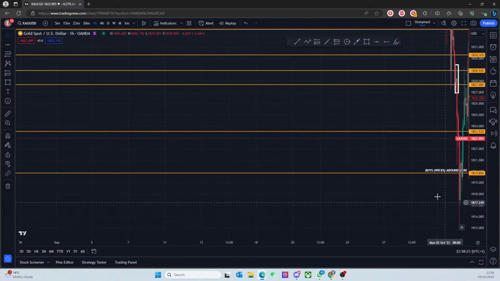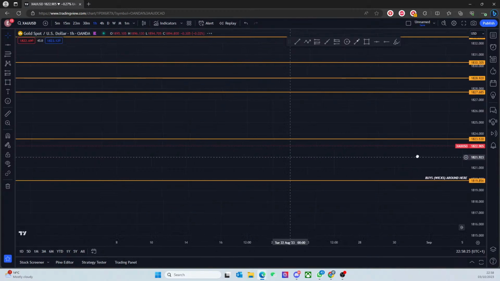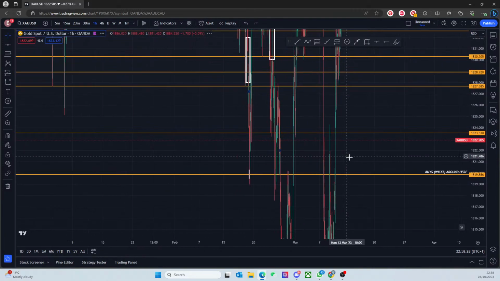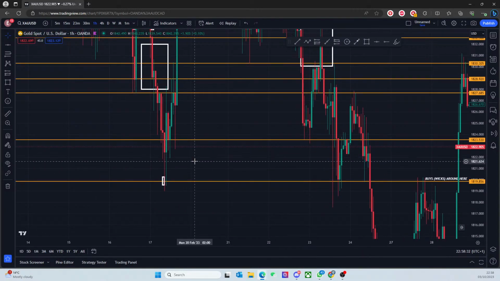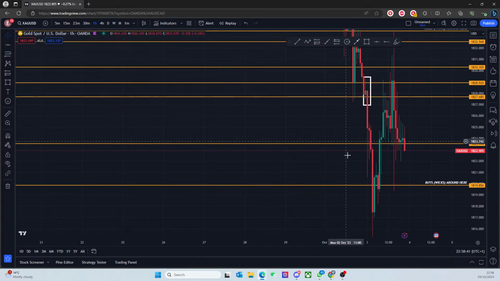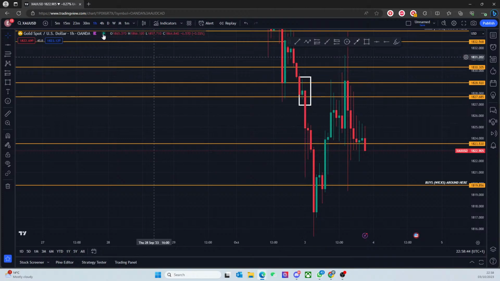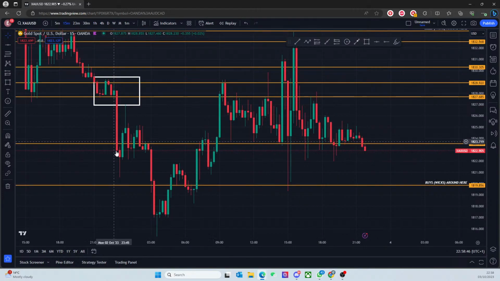1821. What does it look like? Let's have a look. 1821. Yeah, around these sorts of areas, right? 1821.8. If you took these, for that initial quick rejection up, you would have made pips. You would have been in a little bit of drawdown, right? But if you go back to the 15, you'd have tapped here, 27, so 21, that's like 60 pips. So yeah, man, it's pretty nuts.